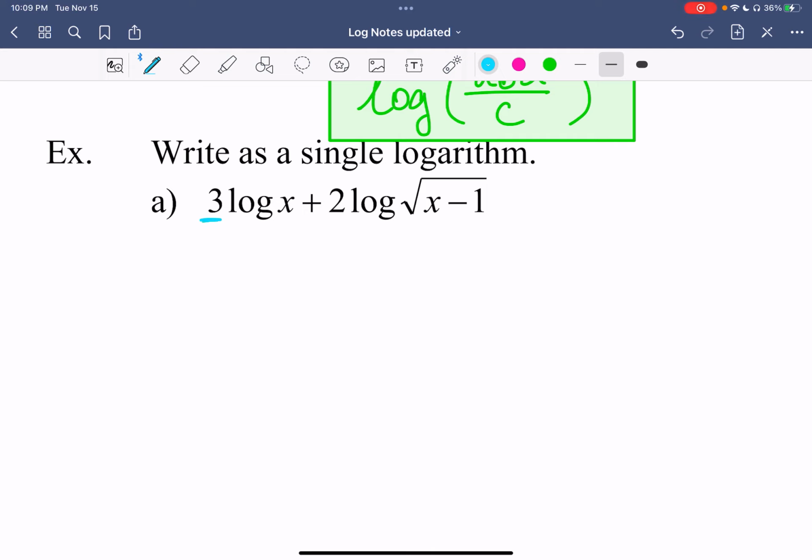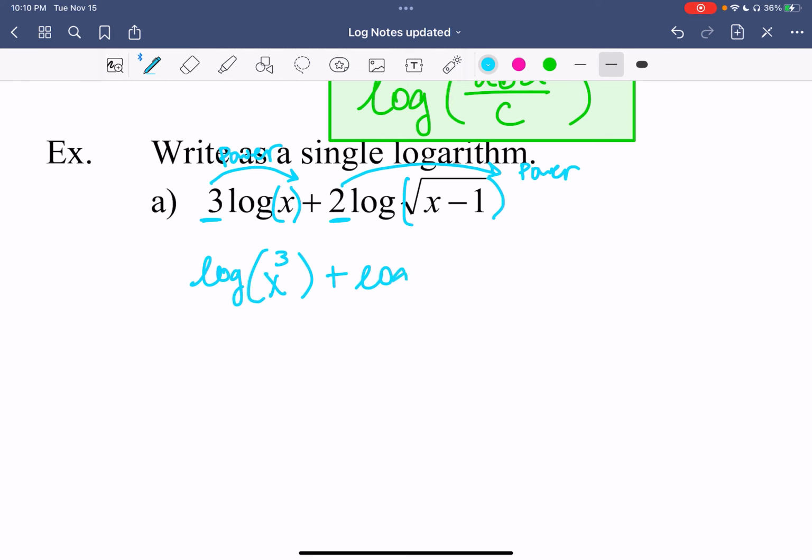I have a coefficient. Again, if it helps to put your argument in parentheses, I recommend that you do that. Move the coefficient using the power law on both of them. So you can do both of them at the same time. Okay, so that's the power law. So this will be log of x cubed plus log of the square root of x minus 1 squared.